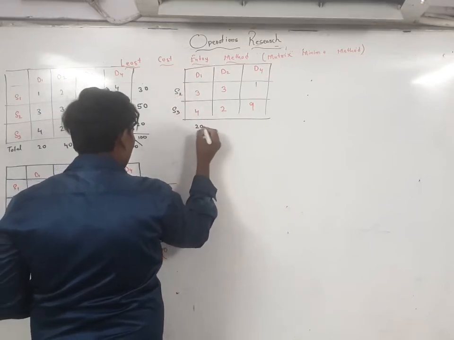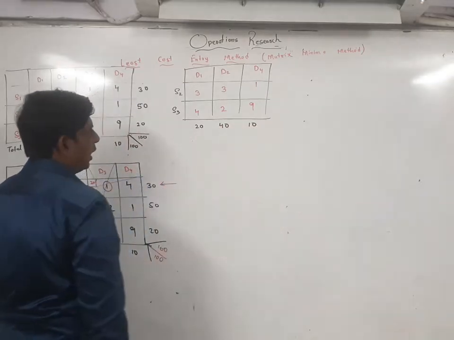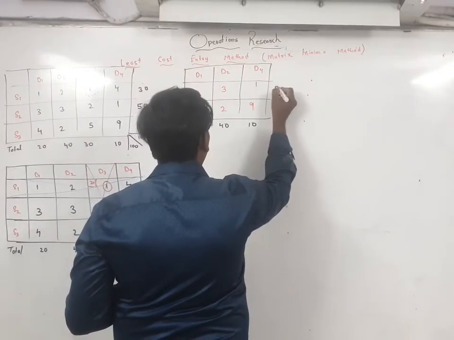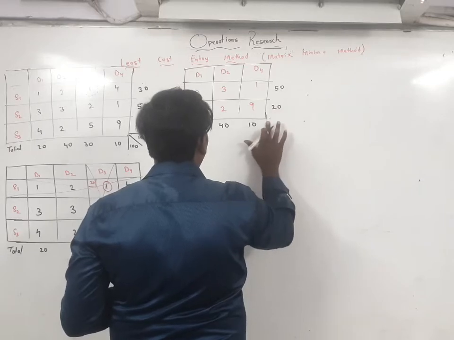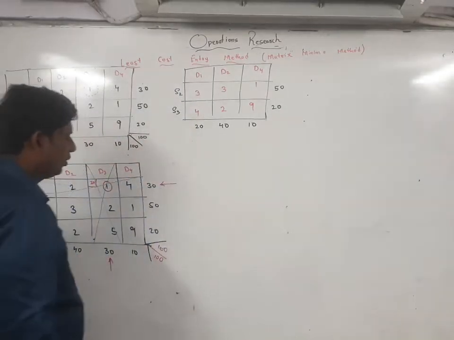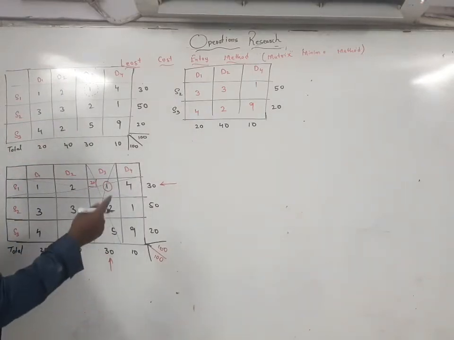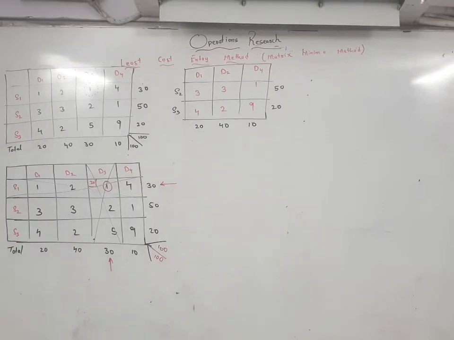How much you are getting here? 20. Next one is the 40. Next one is the 10. If you see here, how much value are you getting here? 50. Next one is the 20. If you add this one, okay? See here, like this you got the value, here 50, and here how much you are getting? 20, 40, and next one is the 10. How much you got?